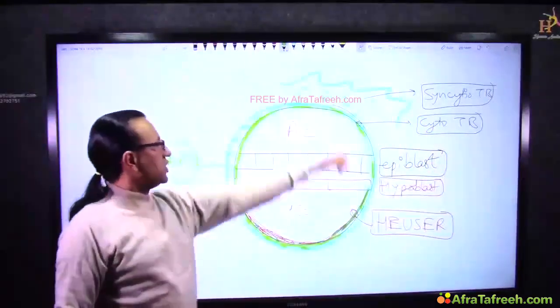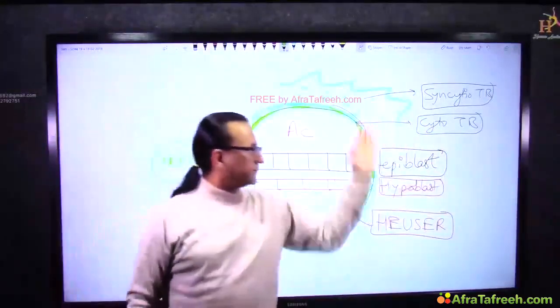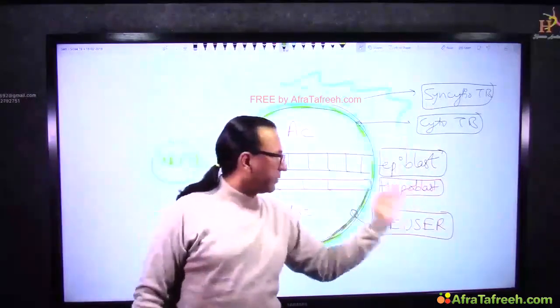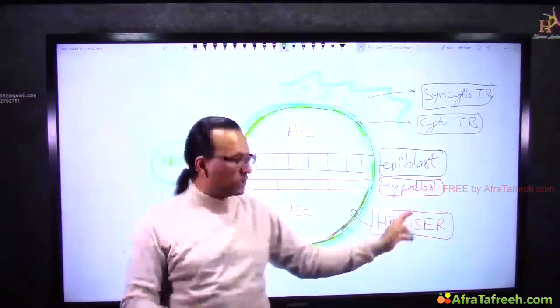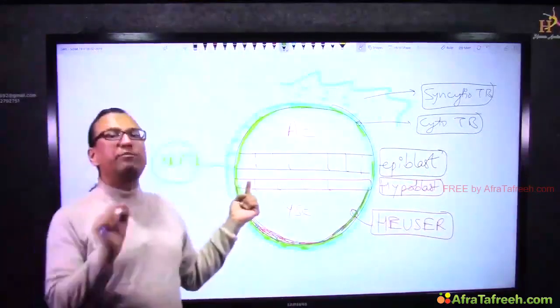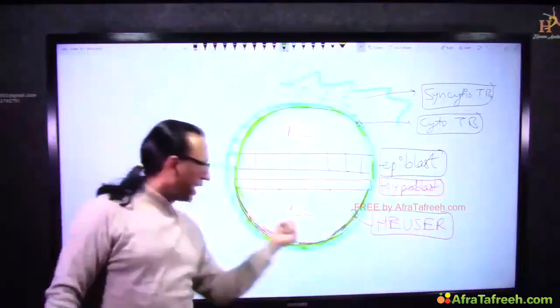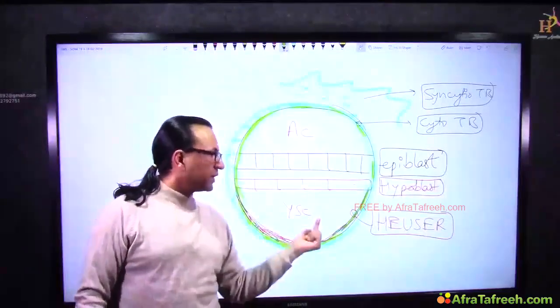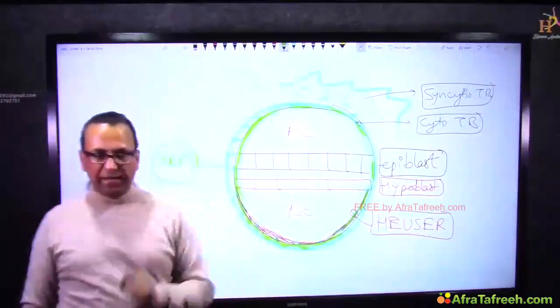Yes, old story. Then they said extra embryonic mesoderm is by epiblast. Then they said it is by hypoblast. Now the latest is the extra embryonic mesoderm is coming from the primary yolk sac. Primary yolk sac. Also, notice one thing.